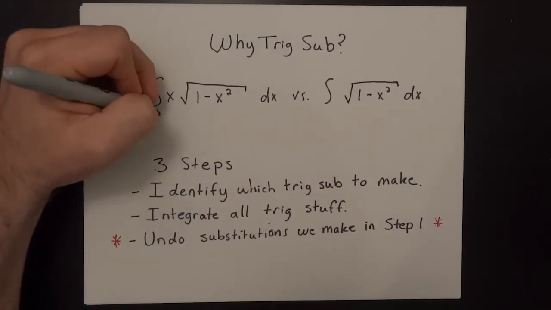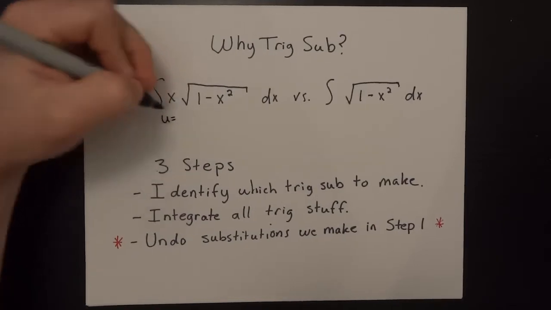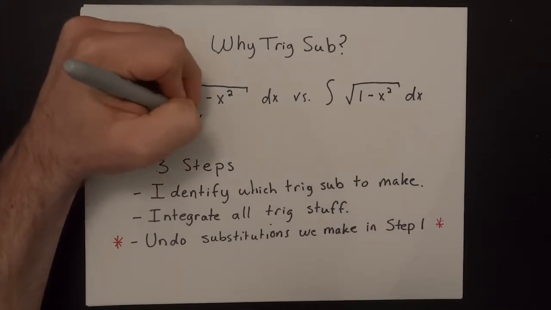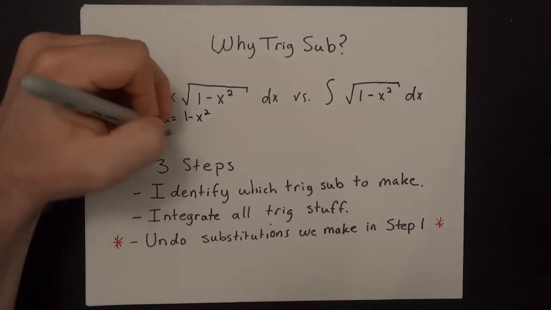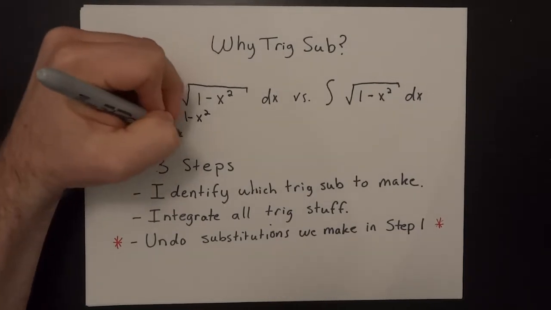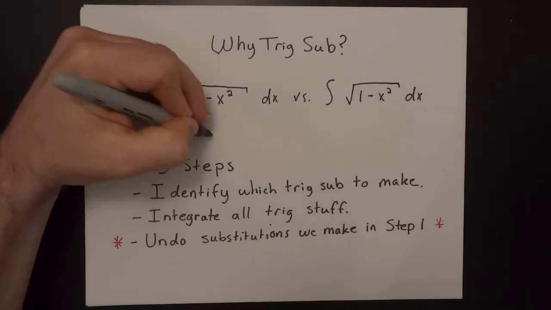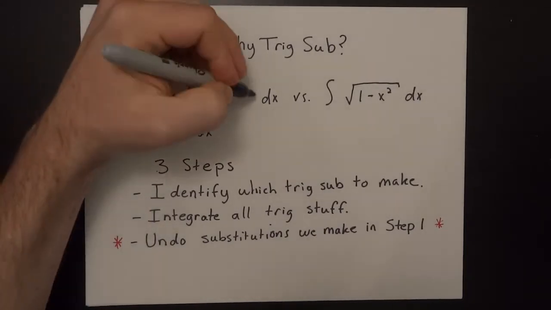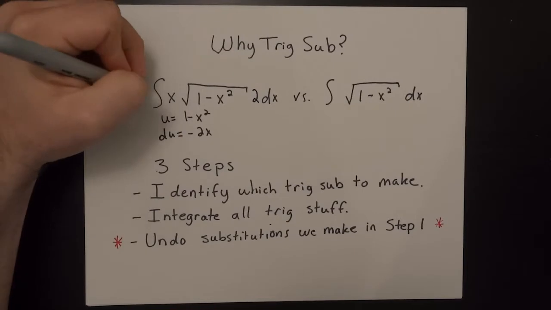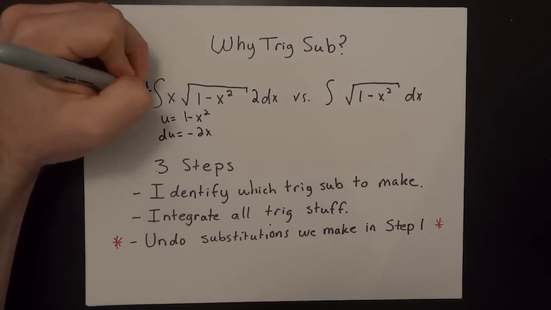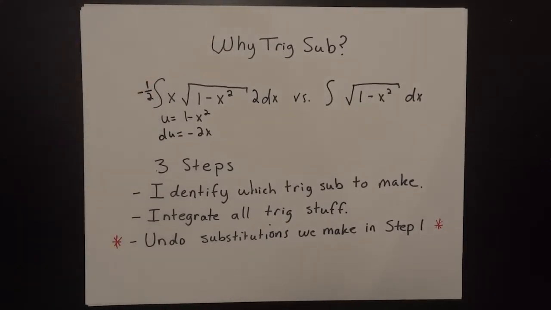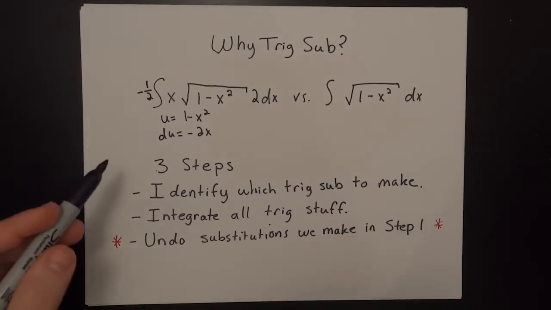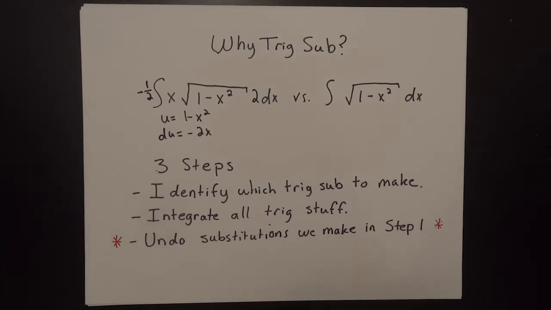So if you u sub this, you would say u equals 1 minus x squared. And your du would be equal to negative 2x, right? So you could pretty easily plug in a 2 over here, and then go negative 1/2 x to compensate, and you're all set to go on this problem. The only issue is the one on the right isn't so easy.